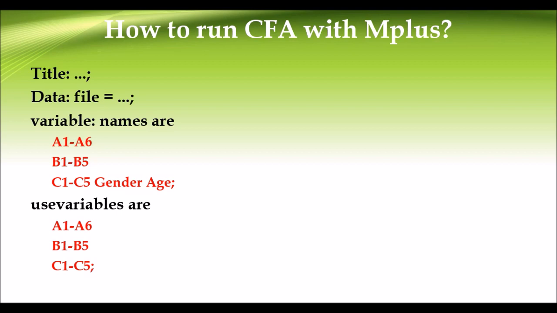Here, put the complete list of all variables present in your dataset. Then write use variables are. Here, put the list of variables which you will use for conducting CFA. For example, in the complete list, gender and age are also included, but I don't want to use them in CFA. That's why in the second list, I have omitted them. Secondly, I have put a semicolon at the end of both lists, which is an indication that a command is ended here and here.